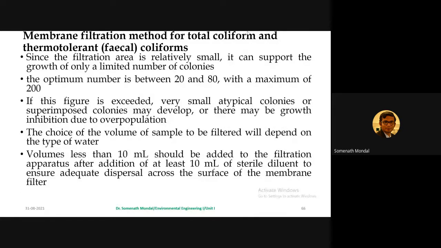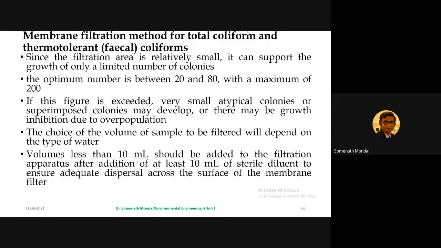And since the filtration area is relatively small, it can support the growth of only a limited number of colonies, and the optimum number is between 20 to 80 and with a maximum limit of 200. So the maximum is 200, so it can be countable easily. If this figure is exceeded, very small atypical colonies or superimposed colonies may develop, or there may be growth inhibition due to the overpopulation. Fine.